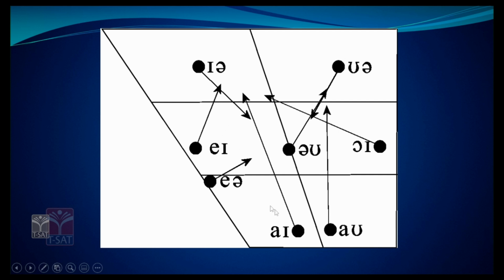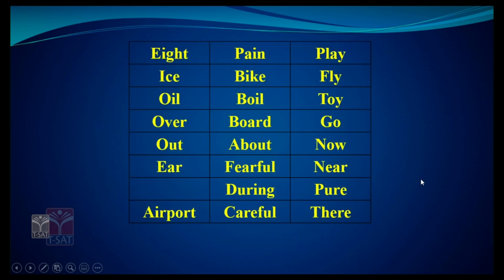So, A, I, oi, these are glides, and A towards U, O and ow, and ia, uwa and air. So, in total there are 8 glides or diphthongs. We can have some practice.